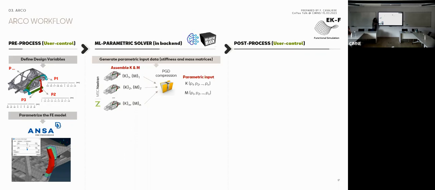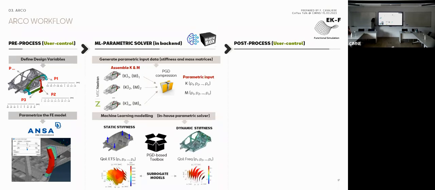Once we have this collection of input data, we express it in a parametric format by using a special algorithm based on PGD, that we call compression because it takes a lot of data and tries to get a parametric expression of it. Once we have our parametric input, we can go on with the implementation. Here we have our solver, which is based again on PGD, it uses the PGD toolbox. And in our case, it solves two problems.